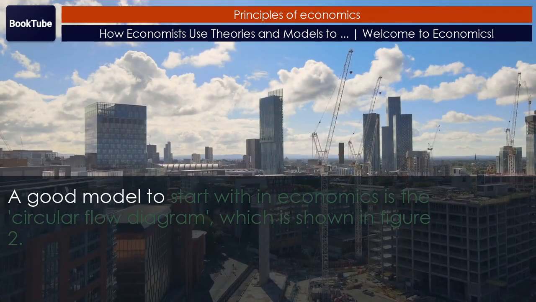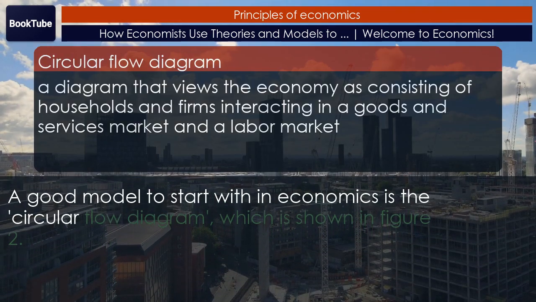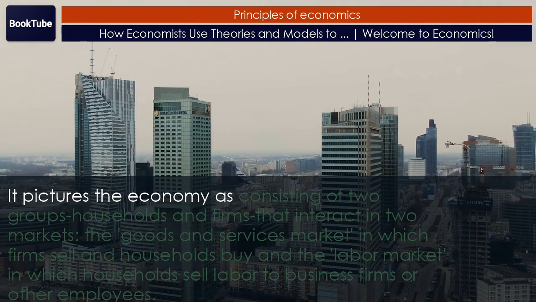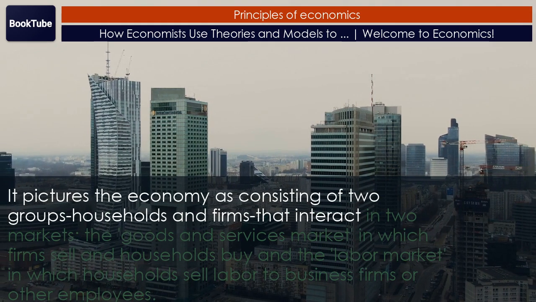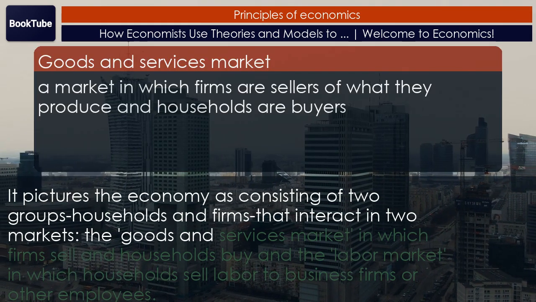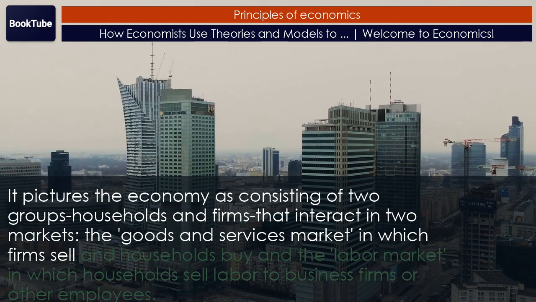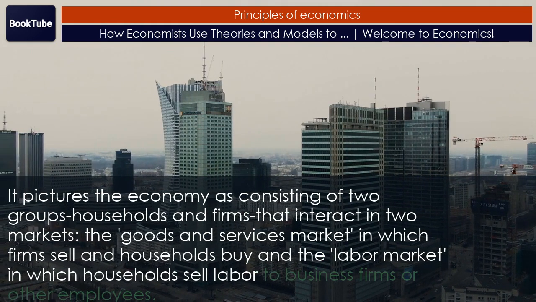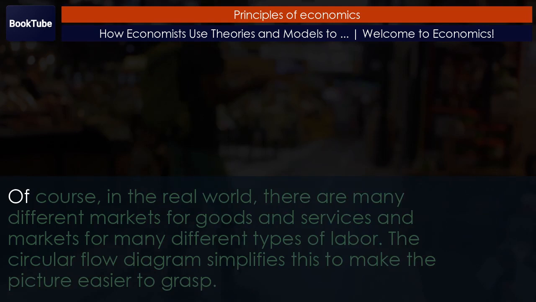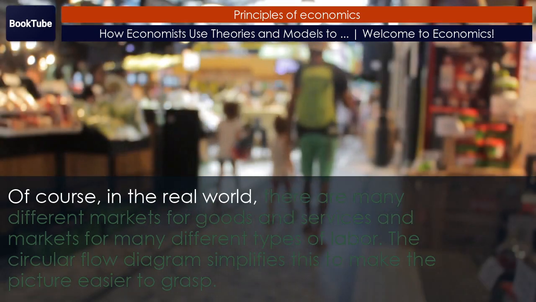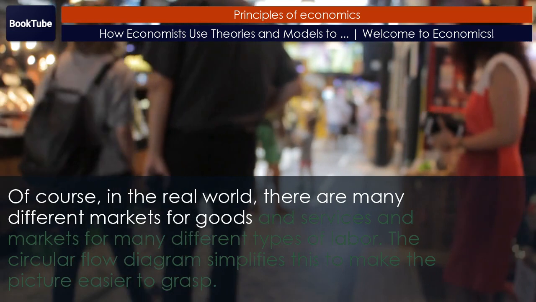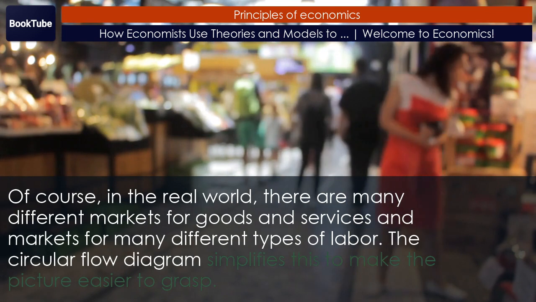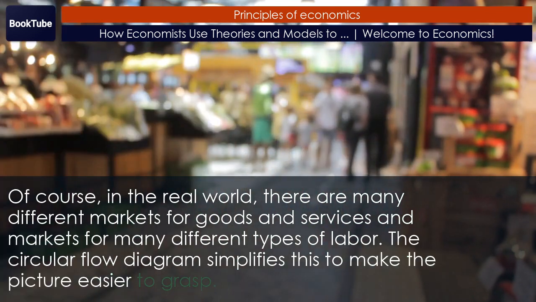A good model to start with in economics is the circular flow diagram, which is shown in Figure 2. It pictures the economy as consisting of two groups, households and firms, that interact in two markets: the goods and services market, in which firms sell and households buy, and the labor market, in which households sell labor to business firms or other employers. Of course, in the real world, there are many different markets for goods and services and markets for many different types of labor. The circular flow diagram simplifies this to make the picture easier to grasp.